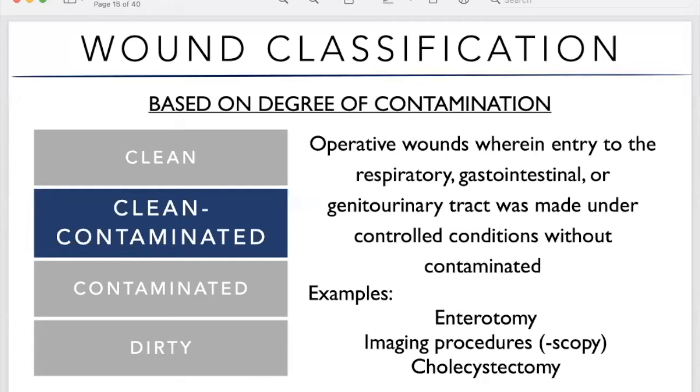Without contamination, meaning you're able to employ all the principles of surgical asepsis very strictly, that even if you entered these tracts wherein leakage of the contents could lead to contamination of your surgical area, okay, you were able to control it. So examples are enterotomy, imaging procedures like endoscopies, cystoscopy, rhinoscopies, or cholecystectomy, right, which is still a part of the gastrointestinal tract. All right.